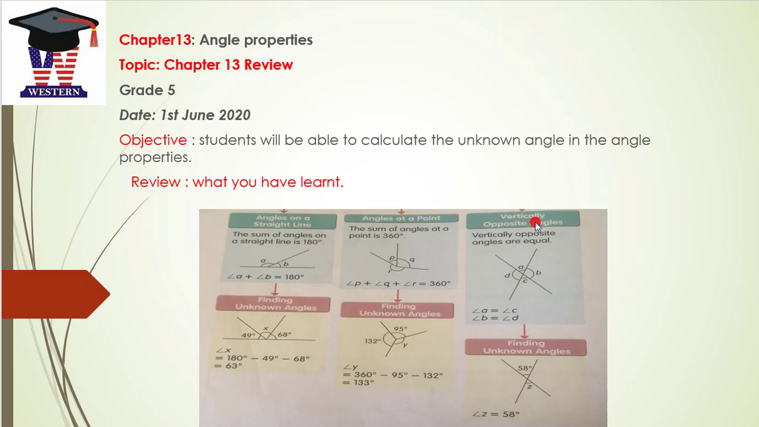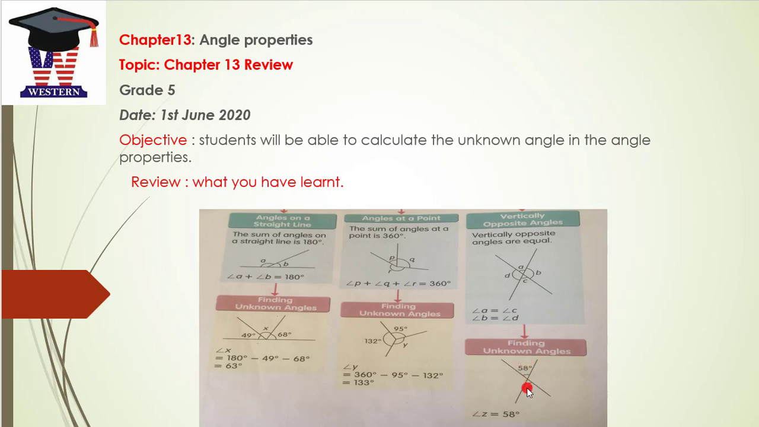Now, the last is vertically opposite angles. Vertically opposite angles are equal. Here, we have two straight lines crossing each other, making four angles. We have angle A, angle B, angle C, and angle D. Remember, we said vertically opposite angles are equal. The opposite angles are angle A and angle C, so angle A equals angle C. And one more pair, angle D is opposite to angle B, so angle B equals angle D.